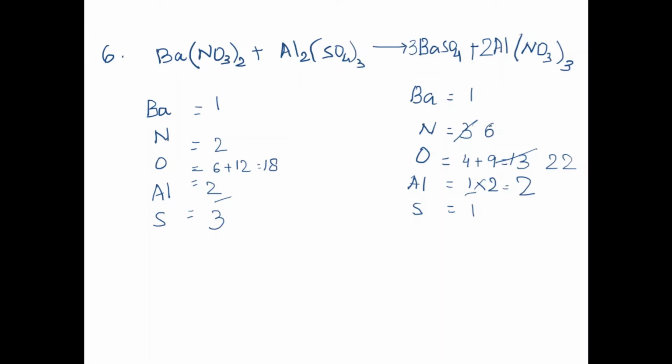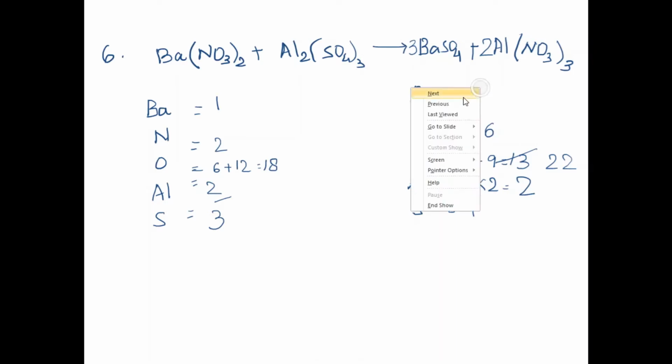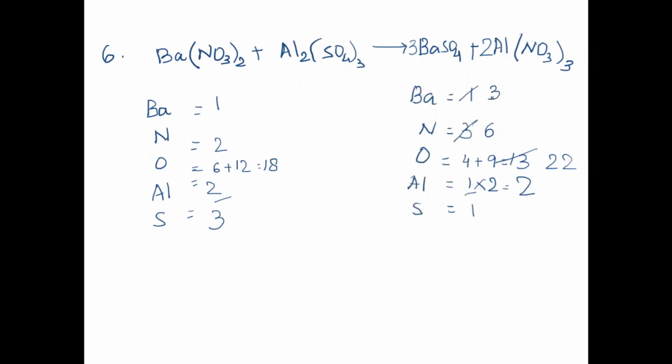Okay, now again a little complicated equation. Barium changes to 3. Nitrogen remains 6 only. Sulfur becomes 3. And what does oxygen change to again? 3 4s are 12 plus 3 3s are 9 and 2, 18. So it changes to 30 atoms of oxygen. Now this barium is 3. I have to make this barium also 3. So I multiply it here also by 3.